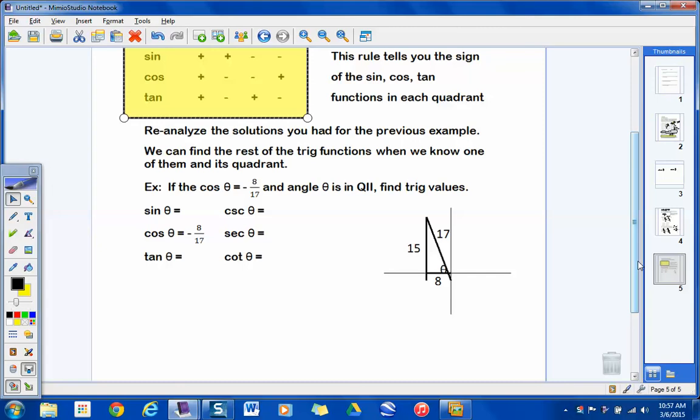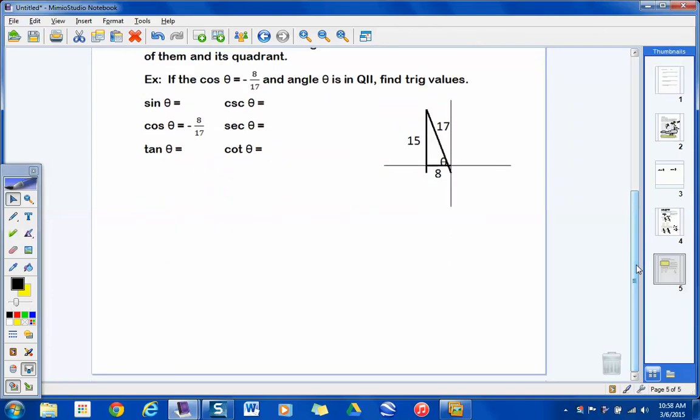Okay. I'm just going to talk about what's going on here. I'm going to redraw this again. Anytime they talk about an angle being in a certain quadrant, what they're really saying is this: here's your coordinate plane, and you're going to have a terminal side in the second quadrant. You're going to have some side that runs out there. I don't know what it is, but I just know that the terminal side of my angle is going to be in the second quadrant.